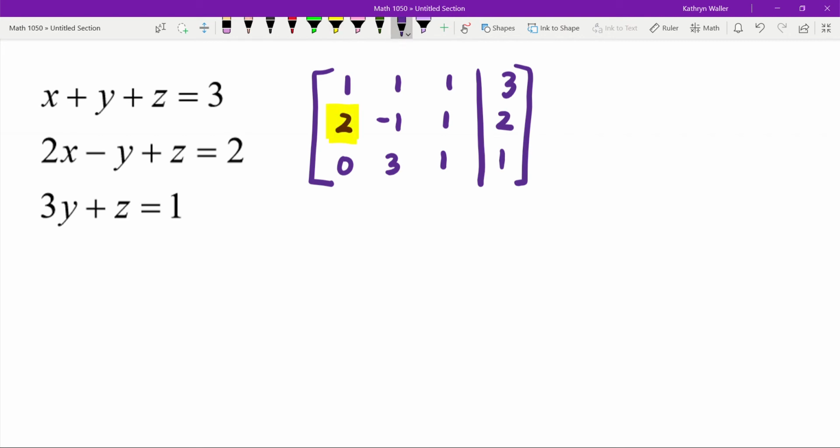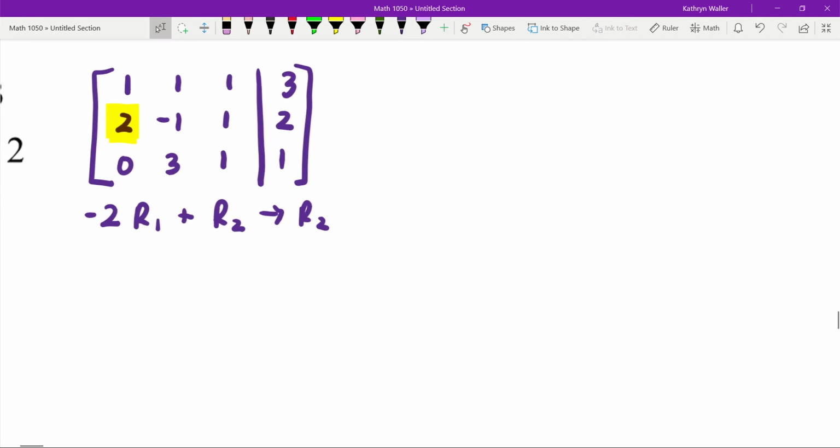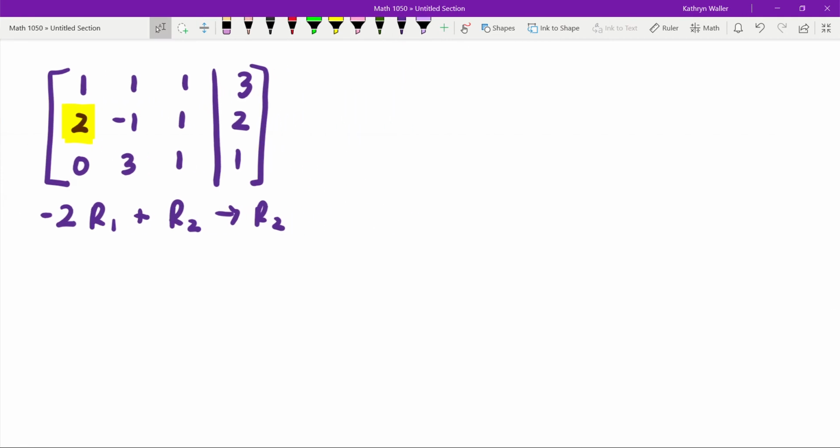So I'm going to get a 0 right there. Use the 1. Turn the 1 into the opposite of what's that. So negative 2 times row 1. Now you're going to start helping me. Plus, tell me what to put here. Row 2 becomes my new, talk to me, row 2. Is that little formula that I'm writing required?